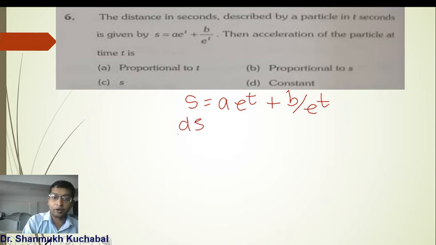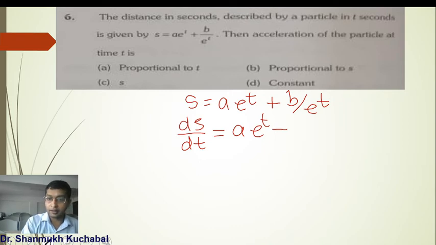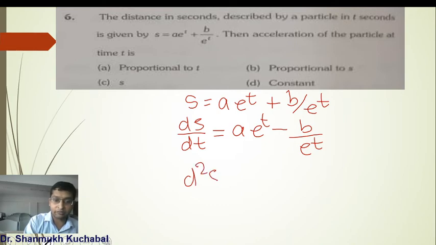So first order differentiation, ds by dt I write. So a into e raised to t plus b, 1 upon e raised to t, which is 1 upon f of x, minus 1 upon it, so minus b upon e raised to t. Yes. So again we differentiate, ds by dt differentiation is d square s by dt square.